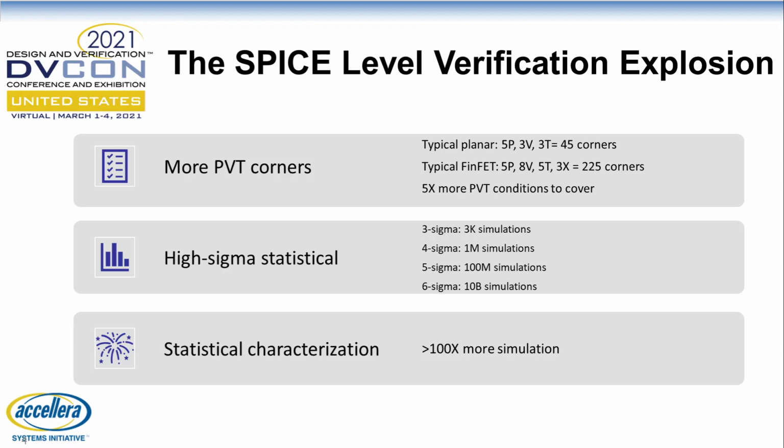High sigma statistical, though, is where the real explosion is happening. Much larger orders of magnitude type of increase in simulations. If you look at the difference between going from 3 sigma to 4 sigma to 5 sigma to 6 sigma, it's about 2 orders of magnitude per sigma that we add. So just a massive explosion there as we go up to higher sigma statistical, and then with statistical characterization, we are looking at probably about 100 times more simulation in order to produce accurate timing libraries with statistical data.